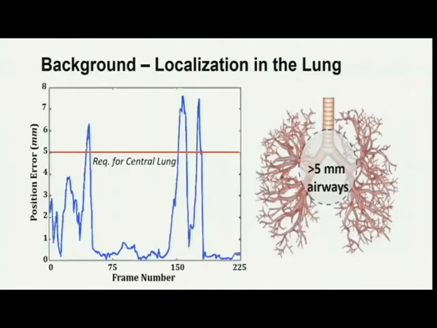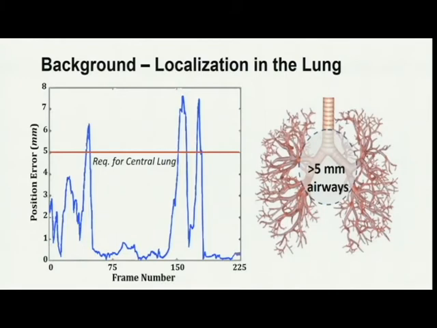The accuracy was not high enough to get to all of the lung. So this is the position error they reported from their paper. And so this first chunk of the lung that's outlined here, this is where all the airways are about 5 millimeters or more.